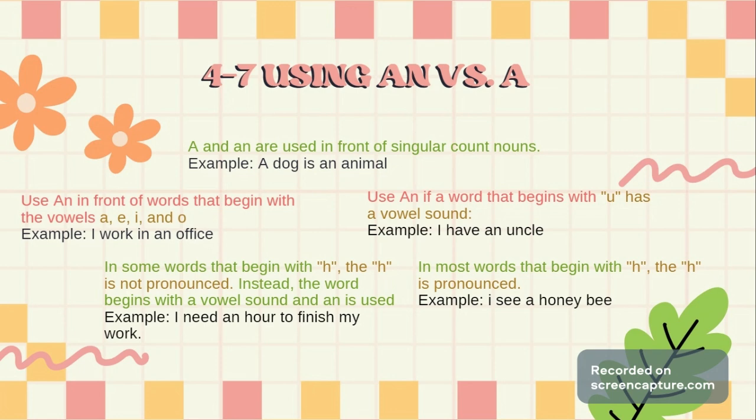And use a if words that begin with u have a consonant sound like you. We pronounce it like, I have a uncle. No, we don't say I have a uncle. It's incorrect. And in some words that begin with h, the h is not pronounced. Instead, the word begins with a vowel sound and an is used. Example: I need an hour to finish my homework.